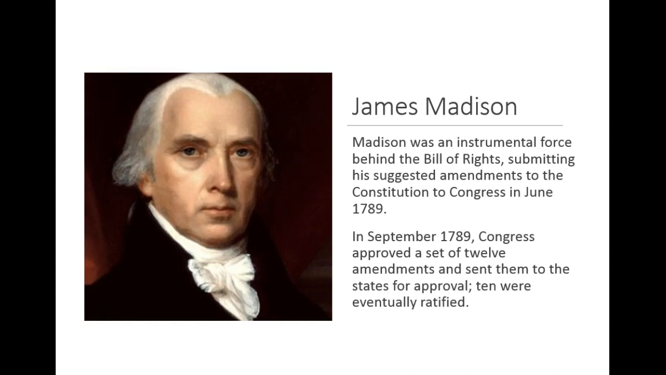In September of 1789, Congress approved a set of 12 amendments and sent them to the states for approval. 10 were eventually ratified. Significantly, no one complained about the one striking omission in the Bill of Rights, the right to vote. Only much later was voting seen as a fundamental liberty requiring protection by constitutional amendment.